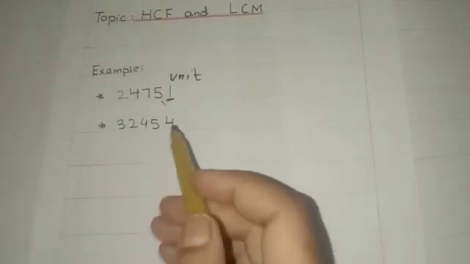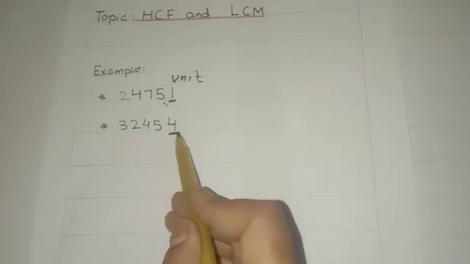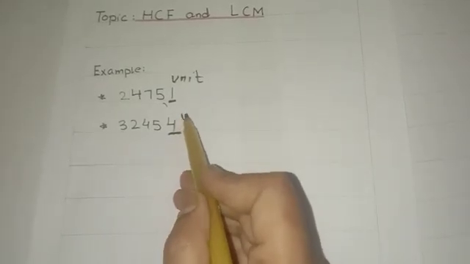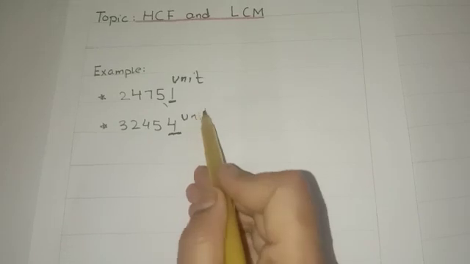Second number is 3254554. It has 4 in the unit place, which is an even number. So it has an even number in the unit place. So we can say that the given number is divisible by 2.